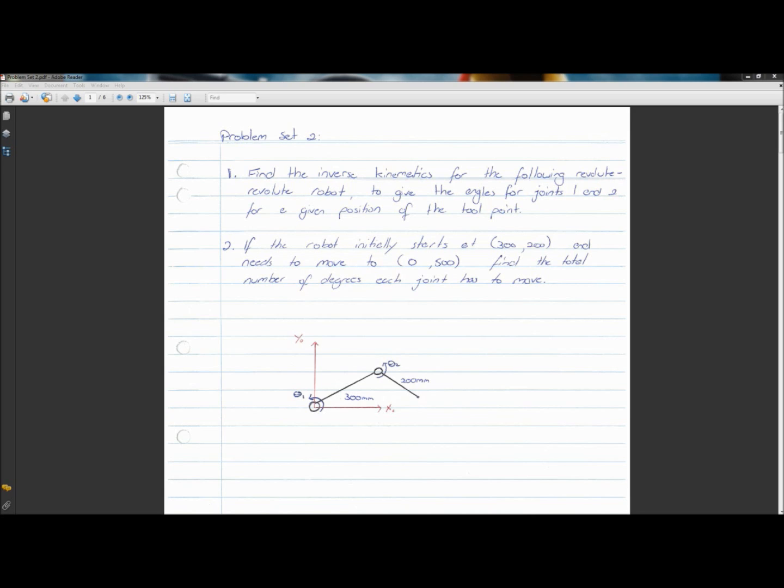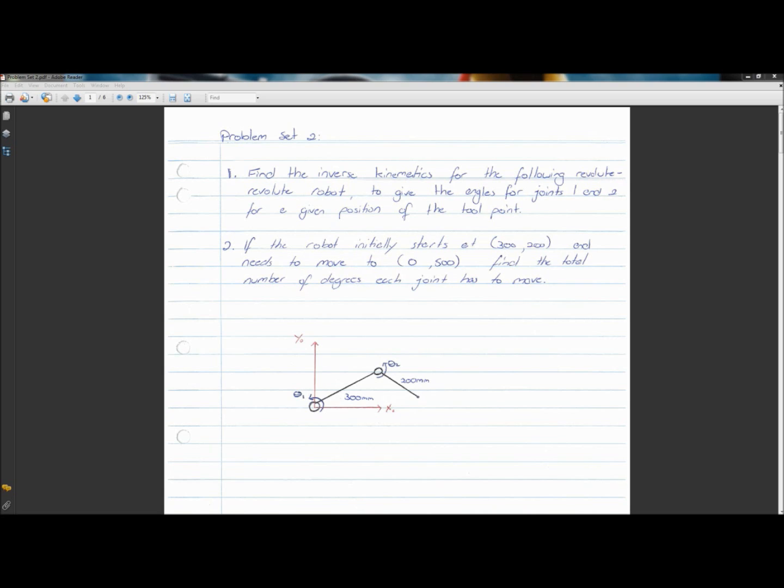We're going to look at finding the inverse kinematics and how we can use this to move around our workspace and things like that. And if you are doing ENB339 Intro Robotics at QUT, you might find this useful for the actual practical part of the course.